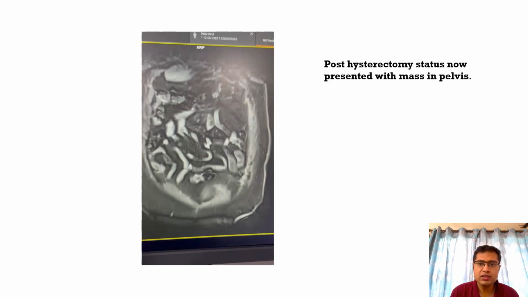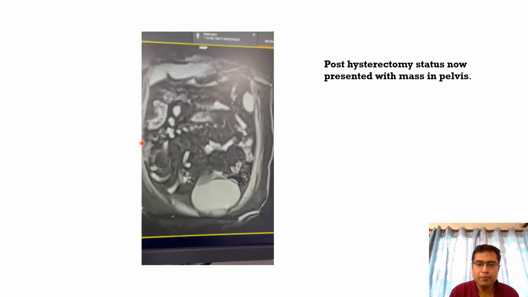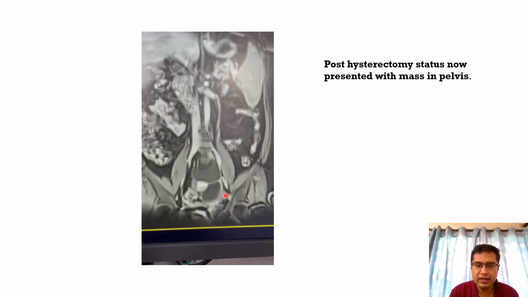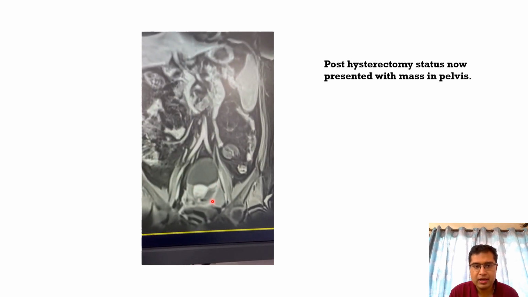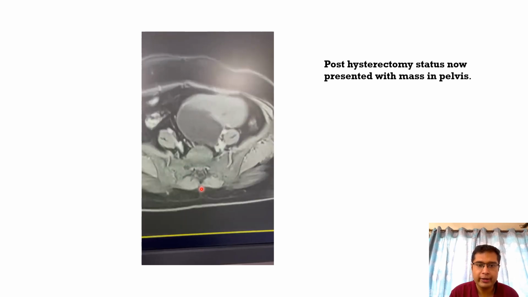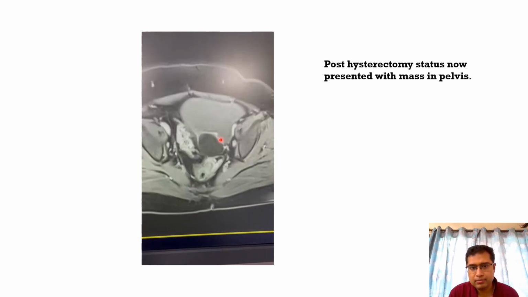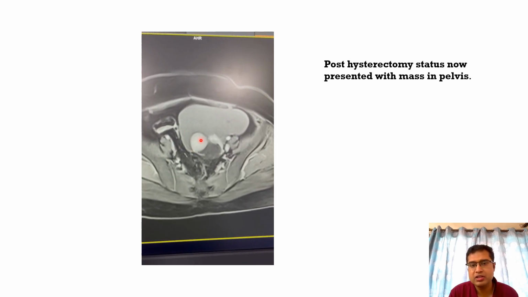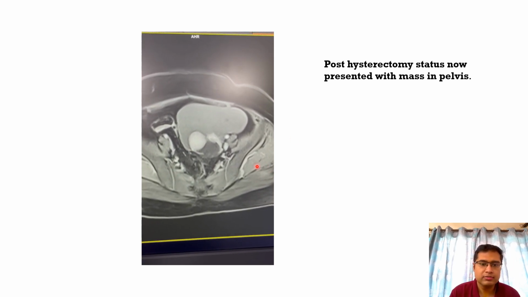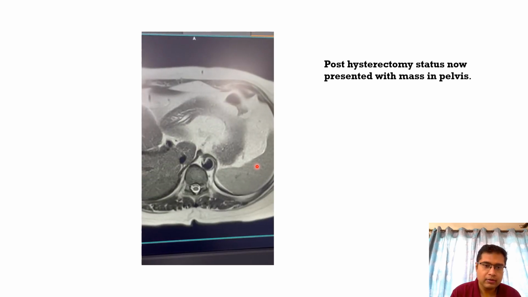So coming to my next case, which is again an interesting case. She's a 40-year-old female, post-hysterectomy status, now presented with a mass in the pelvis. And this is the MRI done for this particular patient. These are T1 post contrast coronal images where we can see a central enhancing lesion with surrounding septations and a large cystic component surrounding it. And these are the axial sections, T1 post contrast. Central enhancing septations and a central enhancing lesion are seen, with surrounding cystic component.